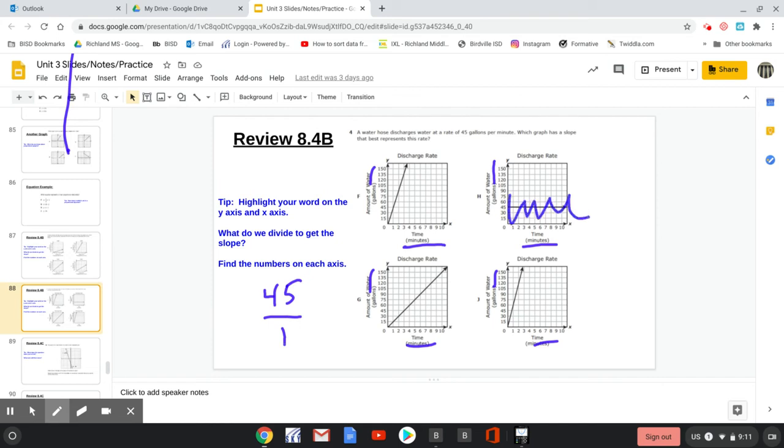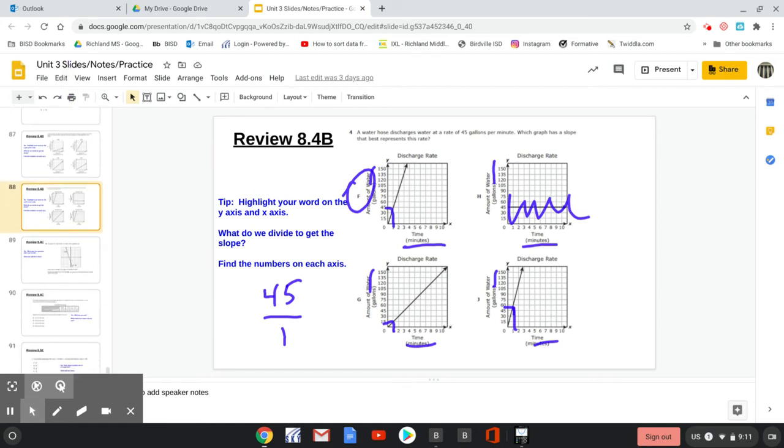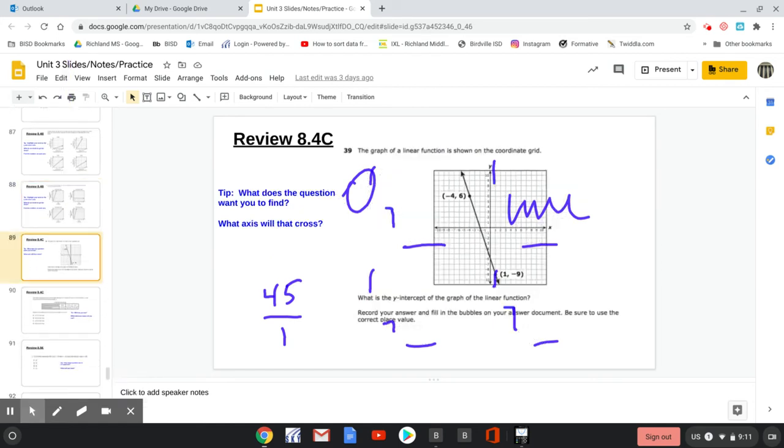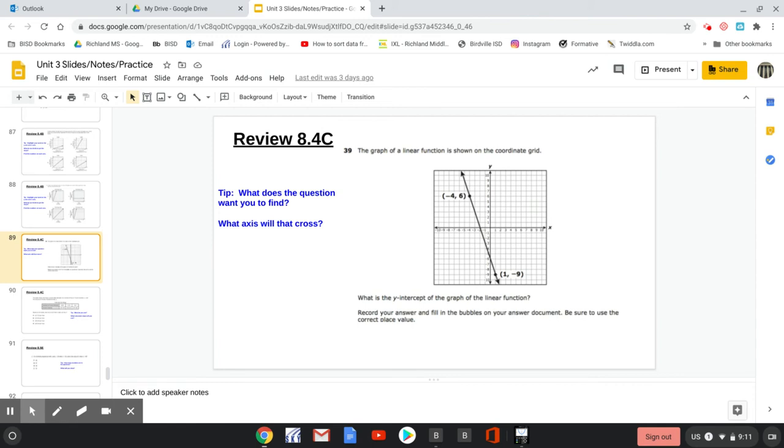That doesn't make any sense. This one looks awesome. If we go up and over, we're right at 45. This one, if we go up and over, we're at 15. This one, it looks like we are at 60. So your answer would be F. Next one.